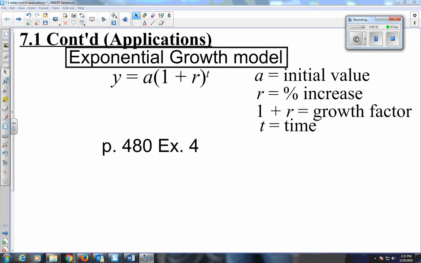When you've got it written down, I want you to open up your textbook to page 480, and we're going to look at example 4, because I didn't want to write all of that out. We're going to talk about how to write an equation that fits that set of criteria.